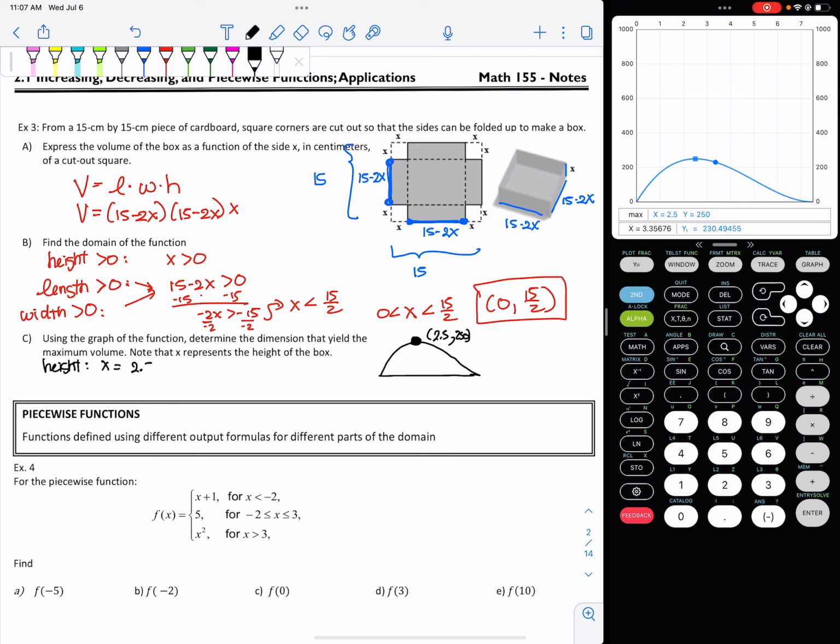All right, so the x, which represents the height, is 2.5 centimeters. The length, which is represented by 15 minus 2x, that's 15 minus 2 times 2.5, and that gives us 10 centimeters. The width is the same, 15 minus 2x, so it's going to be 10 centimeters as well.